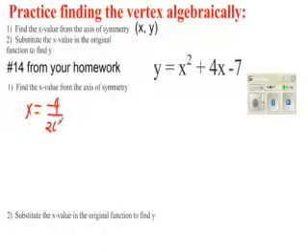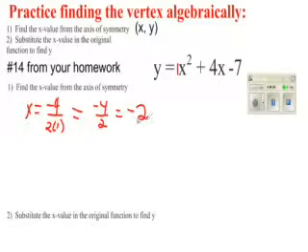And a in this case is 1. Negative b over 2 times a. So x equals negative 4 over 2, which is the same as negative 2. So the equation for the line of symmetry then is simply x equals negative 2. But that's also the x value for your vertex. Here's x. Now we have to find y.